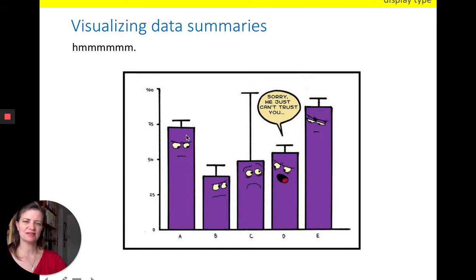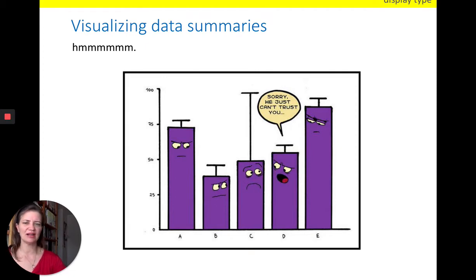These plots sort of went out of fashion 2-3 years ago because of what is illustrated in this comic. D says to C, sorry, we just can't trust you. Why does he say that? Because we can see that the error range of the C category is actually larger than the entire bar. So probably the lower end of the error goes beyond 0. So the distribution is extremely uneven and heterogeneous.